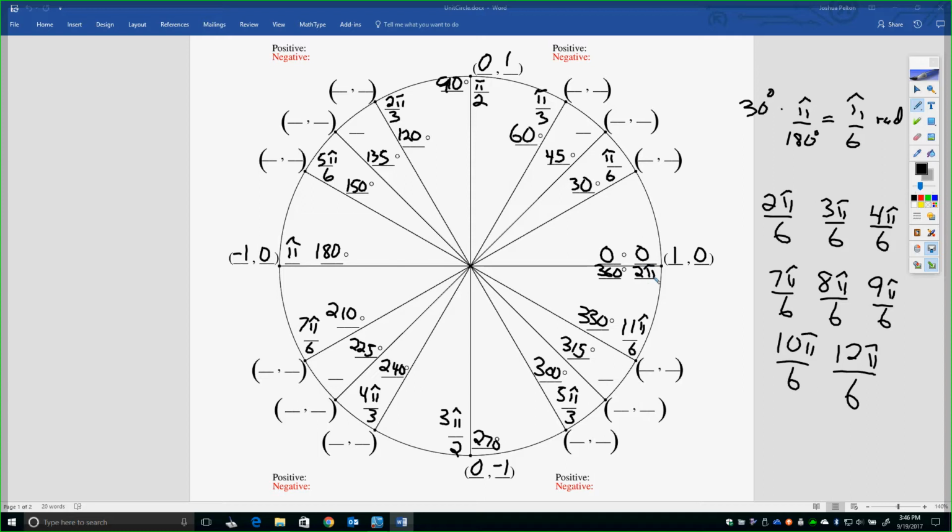45 degree angle. And you can do that for yourself. The 45 degree angle is the conversion of 180. We have pi on top. Let me fix that. Alright, so that's pi over 4 radians, or a quarter pi.